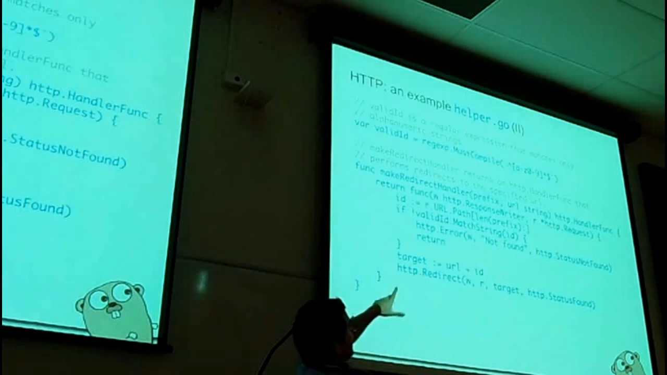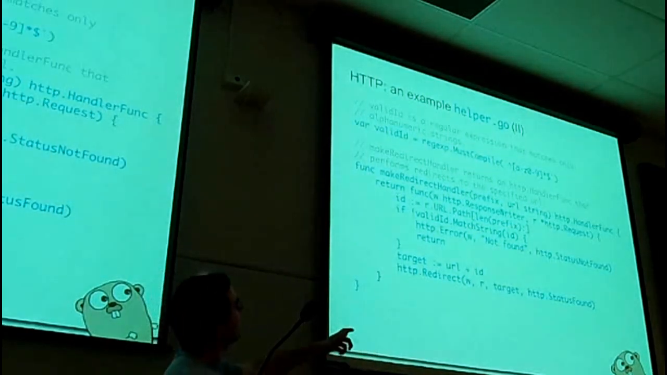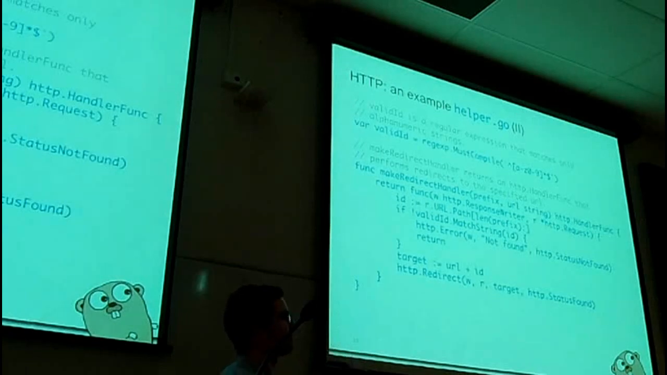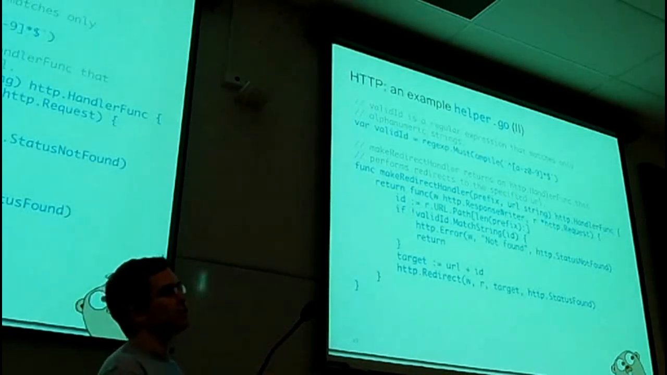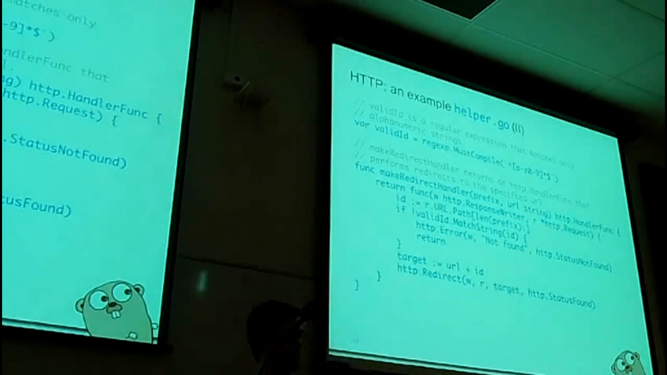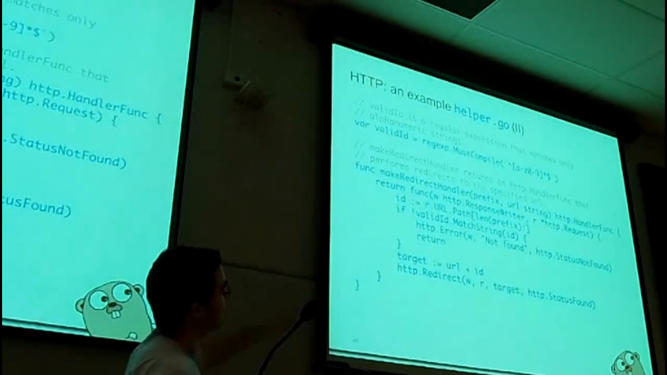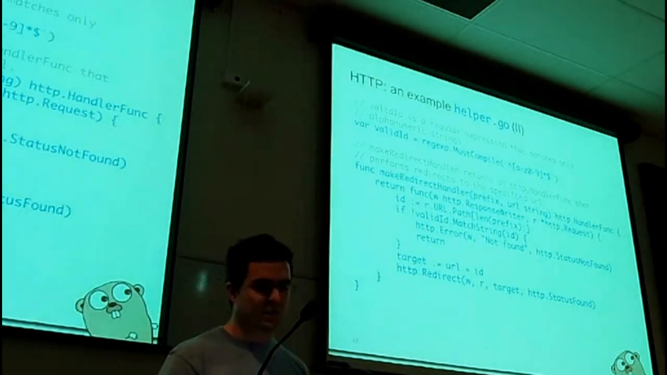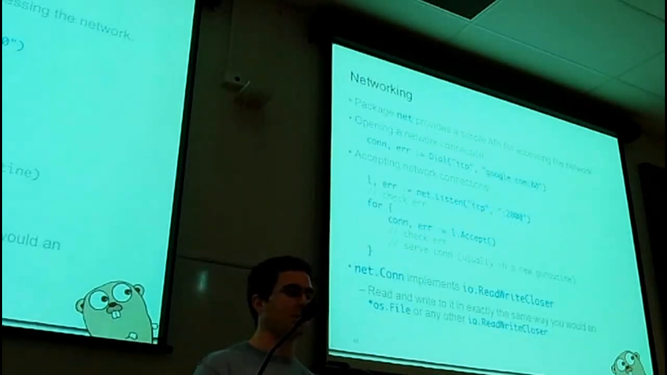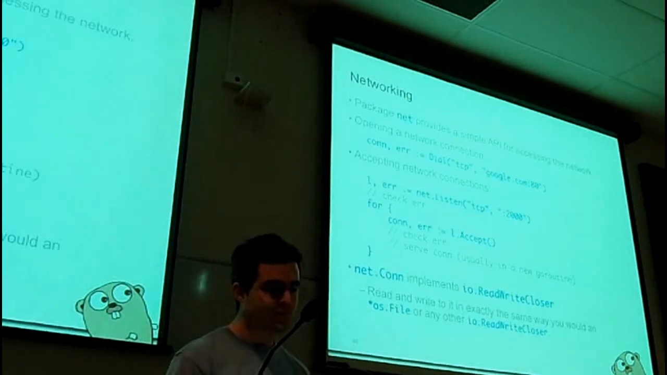The handler that it's created grabs the ID from the end of the path, checks that it's valid with a regex. If it's not, it issues a 404. If it is valid, it uses the redirect helper to send an HTTP redirect instead. And so that's like 15 lines of code, and it all just worked. It was very, very simple, very straightforward, and closures are nice too.